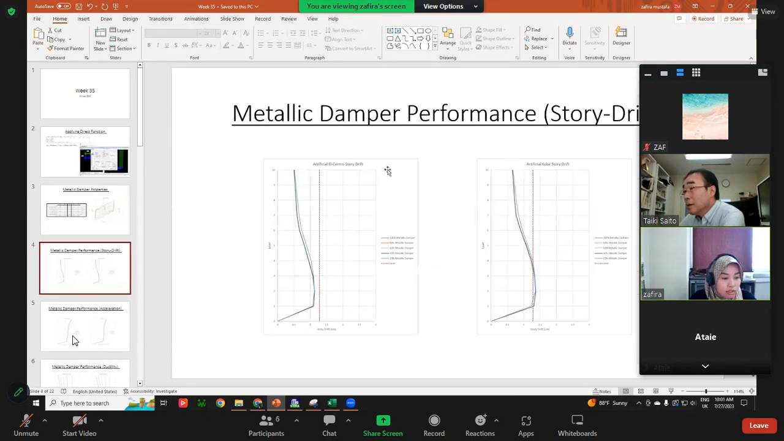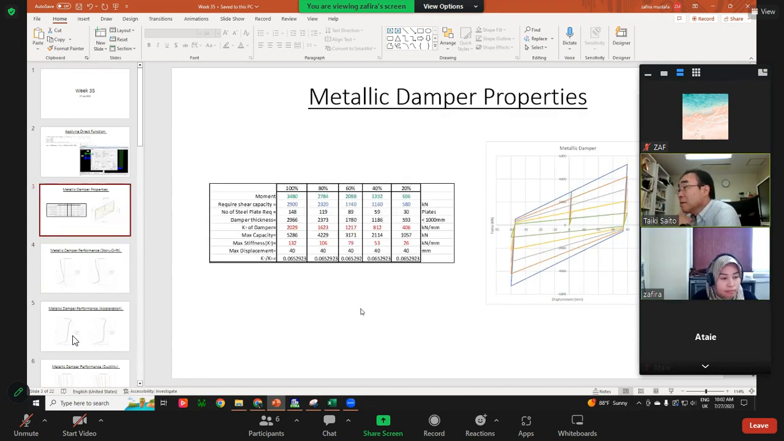And then here is the result for 100% to 20%. Every story for El Centro is less than 3. However, Kobe is a little bit more than the limit of 3. So the result doesn't change so much. Could you go back one again?